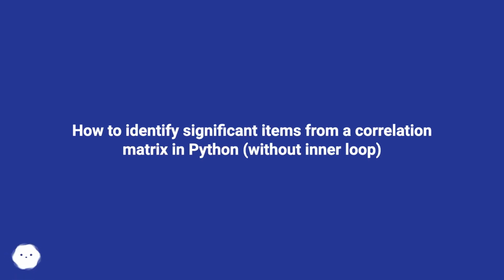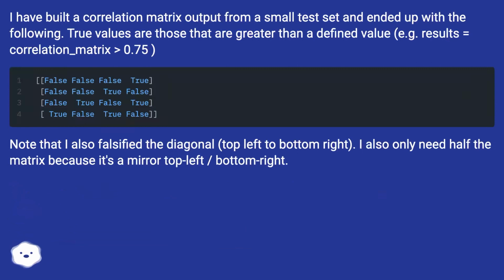How to identify significant items from a correlation matrix in Python without an inner loop. I have built a correlation matrix output from a small test set and ended up with the following. True values are those that are greater than a defined value, e.g. results = correlation_matrix > 0.75.